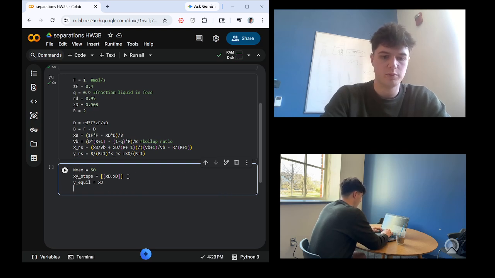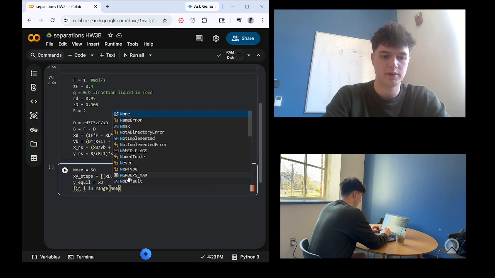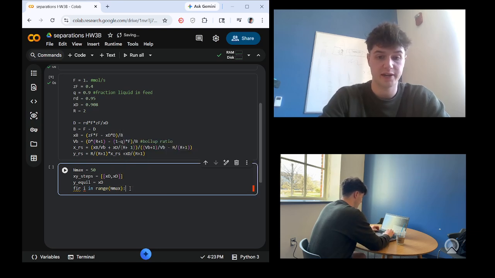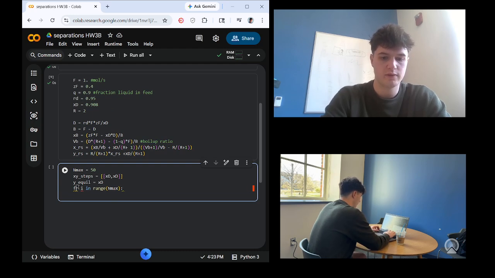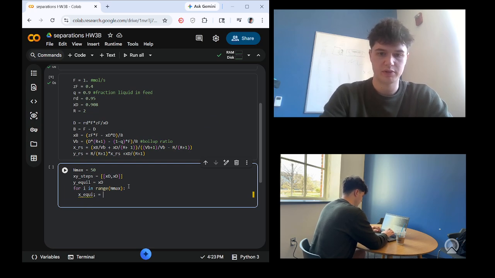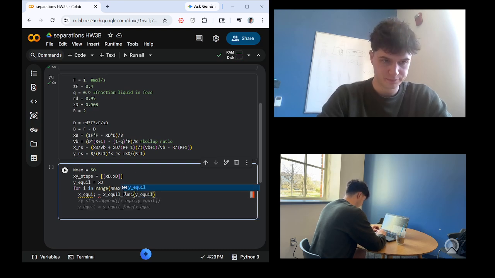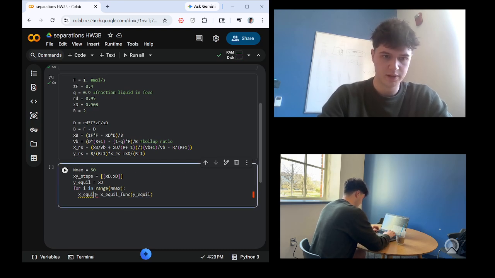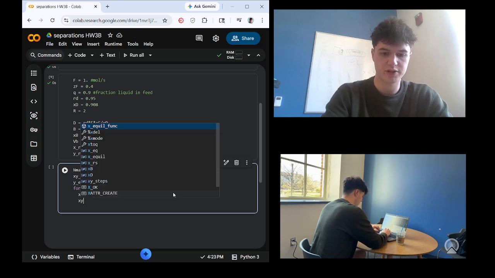Now we're going to make a for loop for i in range. Again, this is why it's a step function. It's going to be taking a value for every value that we desire. And now for our x equilibrium, we want this to equal our x equilibrium function. And we want this to be a function of y underscore equilibrium. X equal, okay.